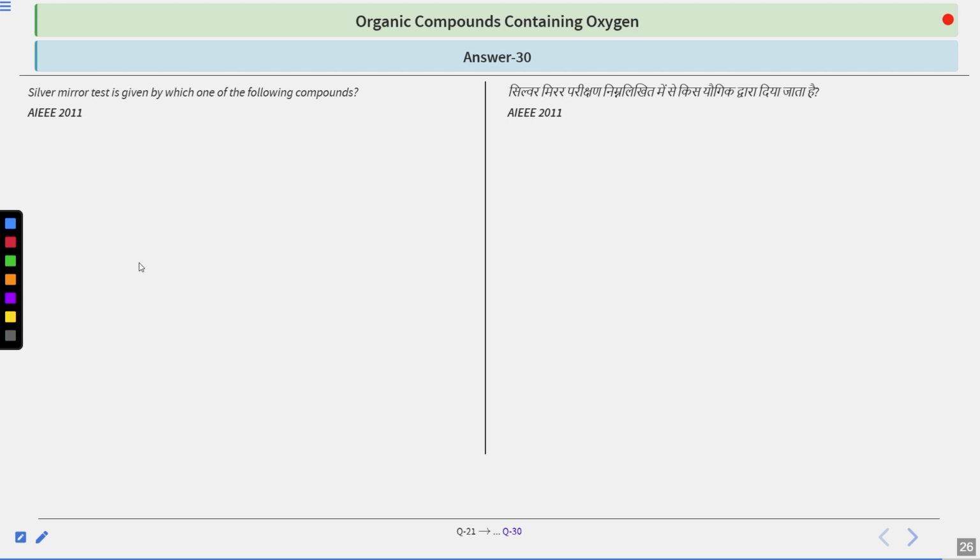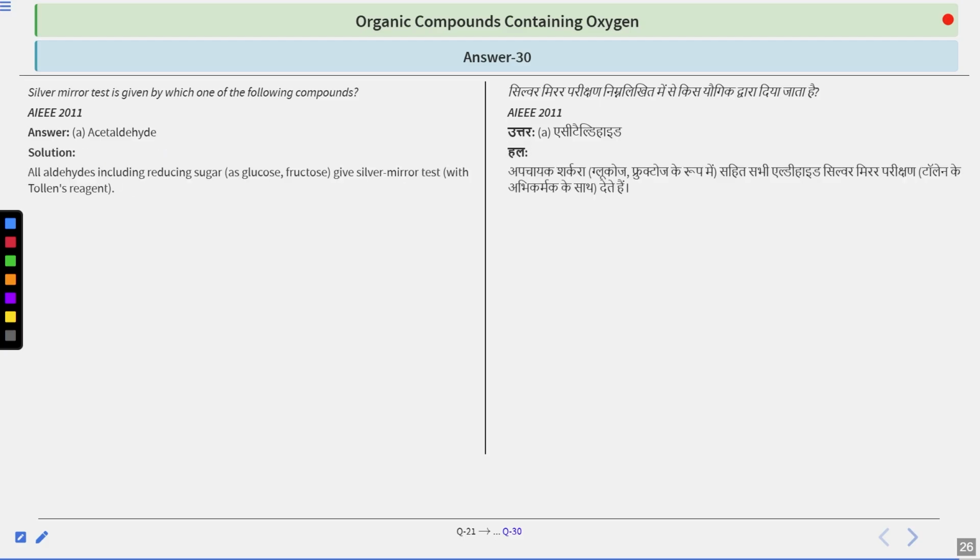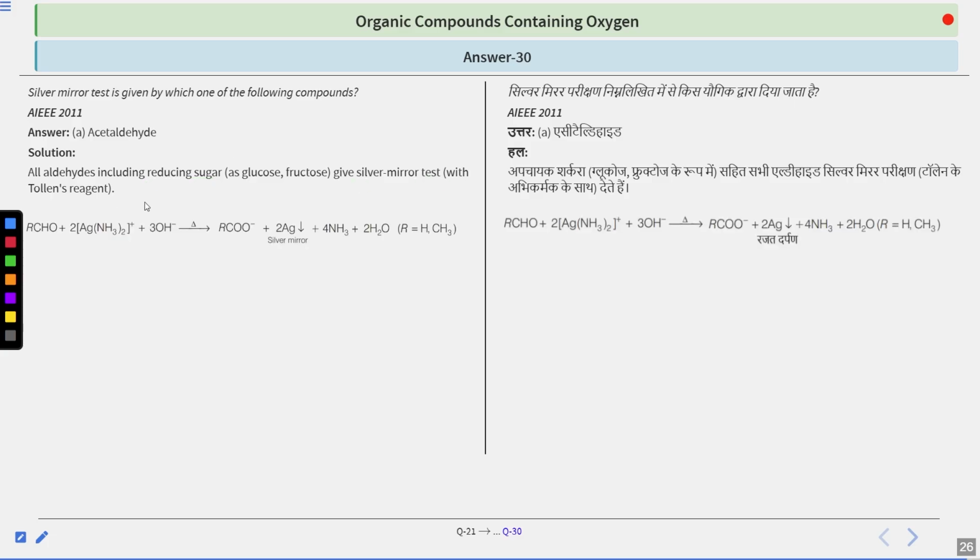Let's see. So the correct answer for the given question is option A, that is acetaldehyde. All aldehydes, including reducing sugars like glucose and fructose, give the silver mirror test with Tollens reagent. RCHO plus 2[Ag(NH3)2]+ plus 3OH- gives RCOO- plus 2Ag, that is the silver mirror as a precipitate, plus 4NH3 plus 2H2O, where in this reaction R is either hydrogen or a methyl group. Thus, A, that is acetaldehyde, gives the silver mirror test. As we said, aldehydes, including reducing sugars, give a positive silver mirror test. So our correct answer is option A, that is acetaldehyde. Okay. Thank you.